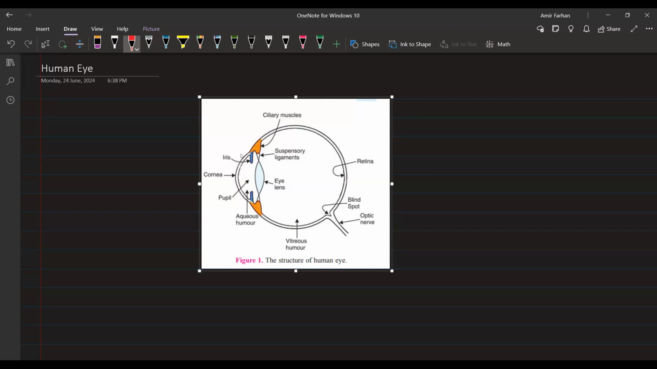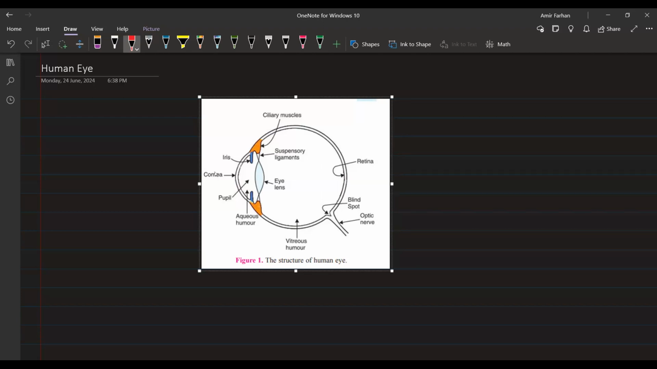But in a dark room, you have to open your eyes as much as possible so that you can get a clearer vision of the surroundings, right? So this is the function of the iris, that it controls the amount of light that is entering into the eye.